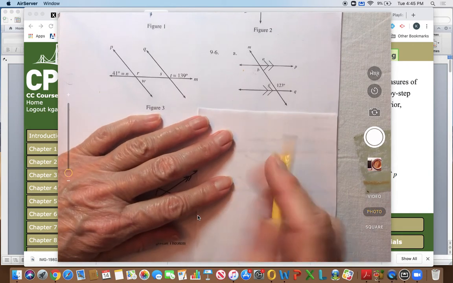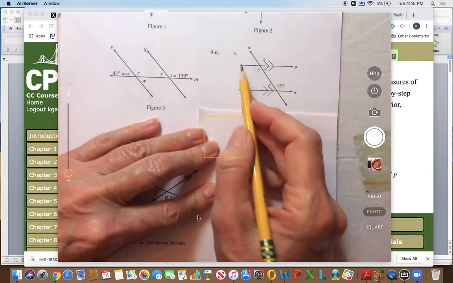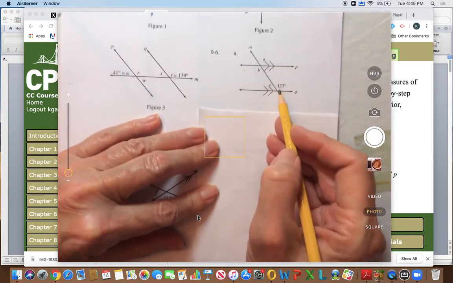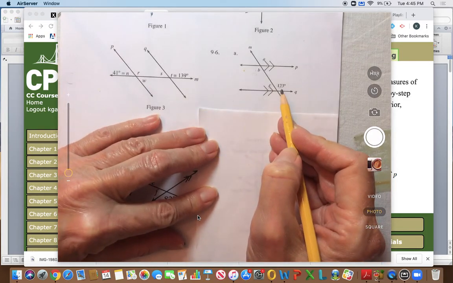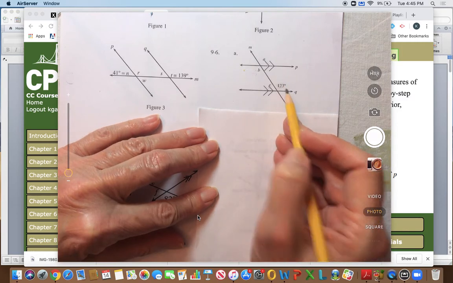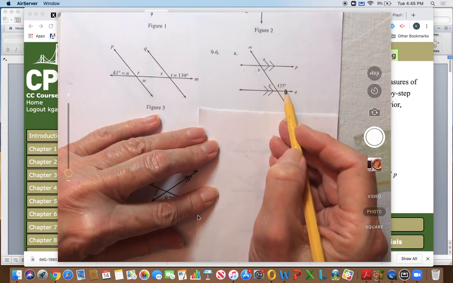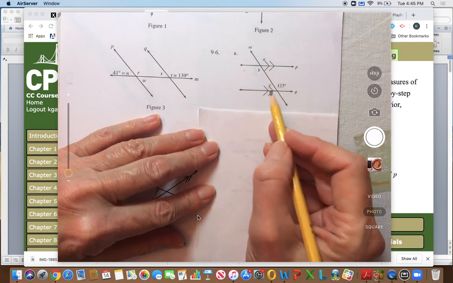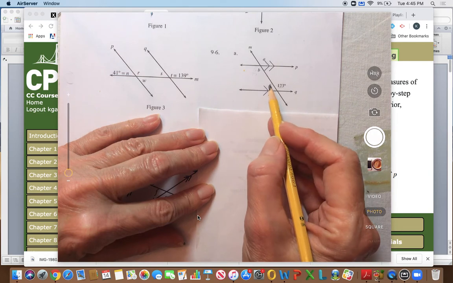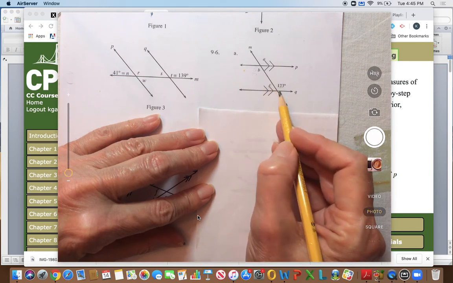All right, so first of all, we notice we have these two parallel lines. It is cut by a transversal. And here, the one angle that we're given the measure of is right here. So this measures 123 degrees.